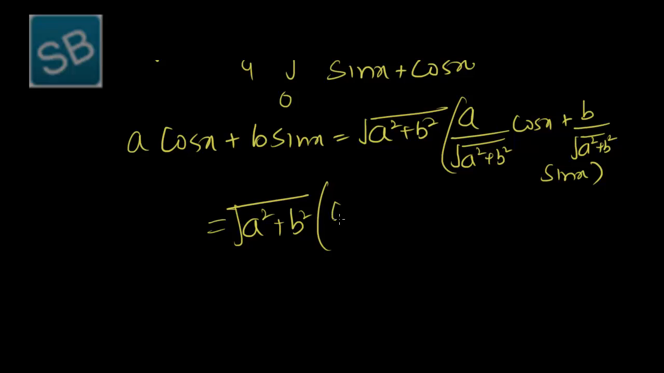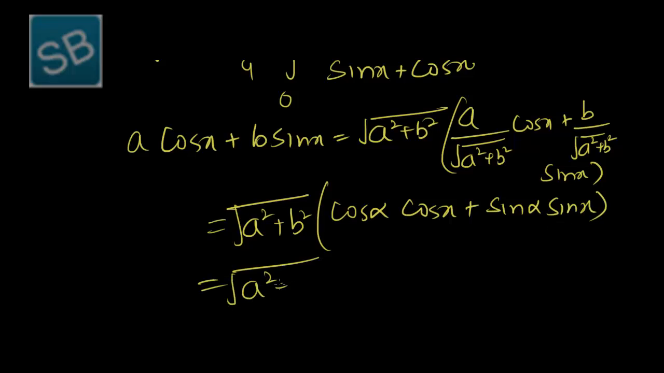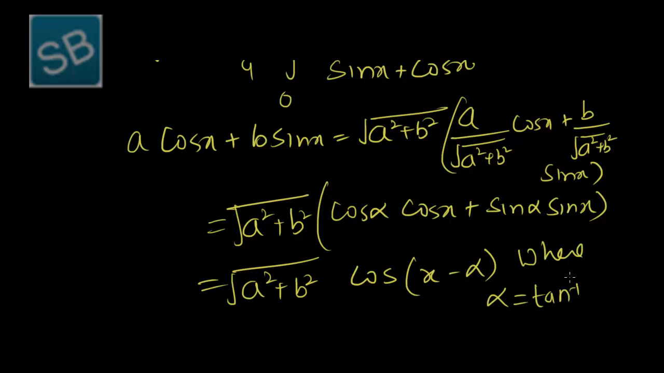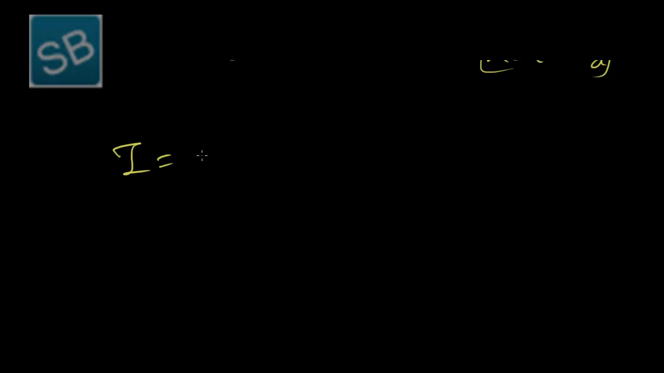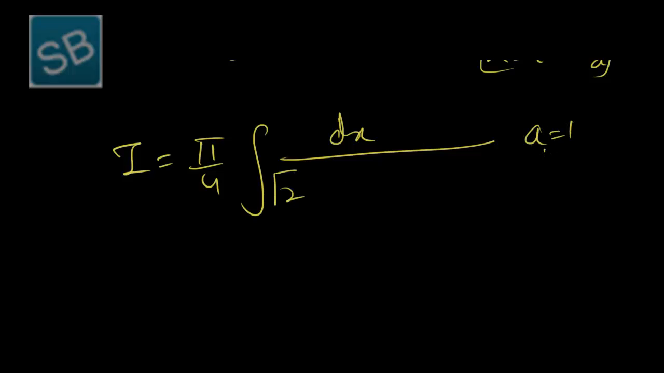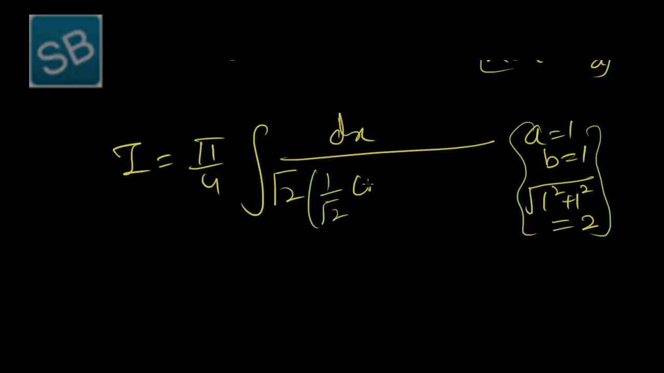So here we have replaced this by cos alpha. It is cos x, and b over under root a square plus b square by sin alpha, to convert the formula in the form of cos. So we get here cos of x minus alpha, that is cos a minus b, where alpha is equal to tan inverse b over a. So by using this form, we get I is equal to pi over 4 integral. We are multiplying and dividing in the denominator by root 2, because here a is 1 and b is 1 and under root a square plus b square is root 2. So we will divide and multiply by root 2 in the denominator.